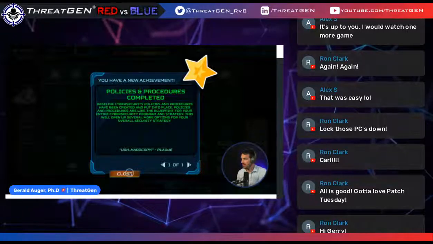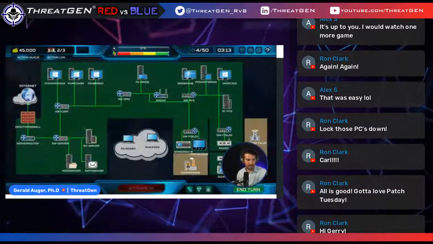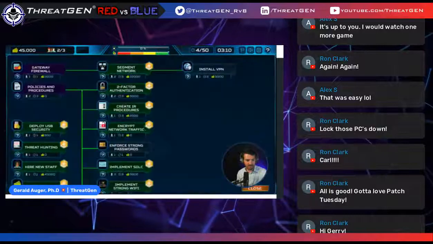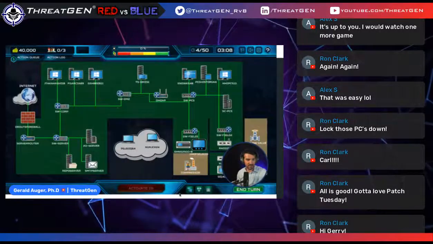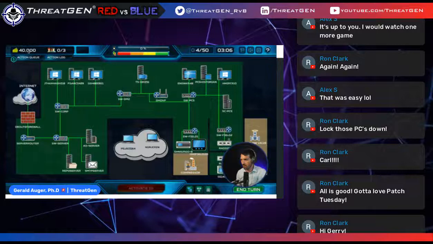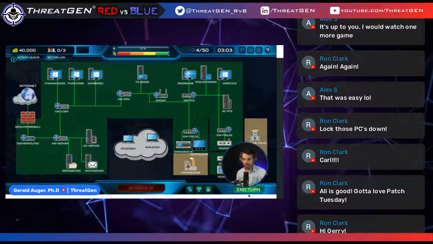Everybody likes a good policy and procedure. Okay, so now that we got that, let's get 2FA in place. Very valuable. We still got 0 resources, but we have 40 Gs. So we're flush with cash.